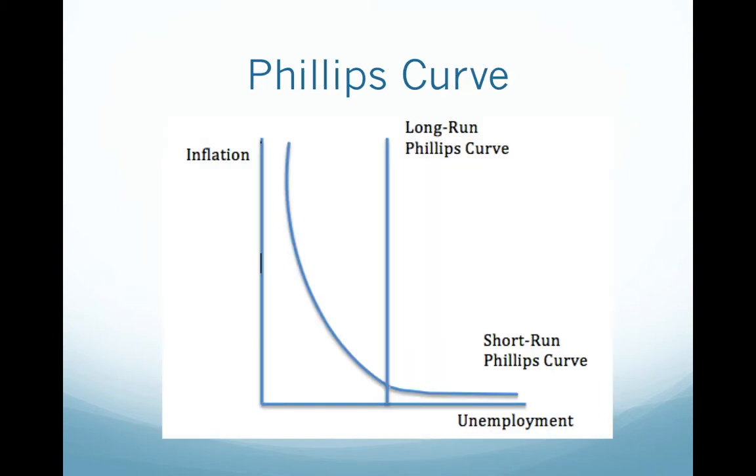Developed by A.W.H. Phillips in the 1950s, as he realized that when unemployment was high, inflation rose slowly, and vice versa, when unemployment was low, inflation increased much more rapidly. This inverse relationship is seen on a Phillips curve. In the long run, there is no relationship between inflation and unemployment, so the long-run Phillips curve is simply a straight line.